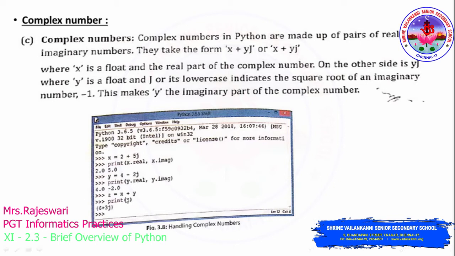And after this, they're going to add z equal to x plus y. If you add both these values, what will happen? The real parts, 2 plus 4, give 6, and the imaginary parts, 5 minus 2, give 3, with the plus operator preceding it. So plus 3j, that will be the answer: 6 plus 3j. This is how you have to handle complex numbers in Python.